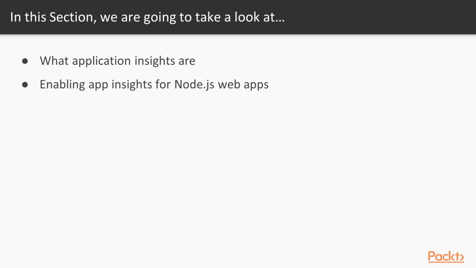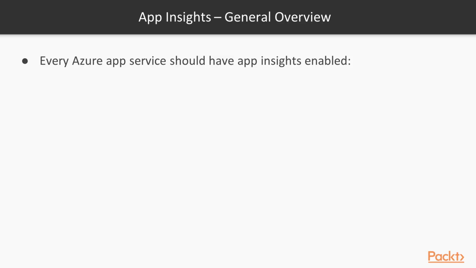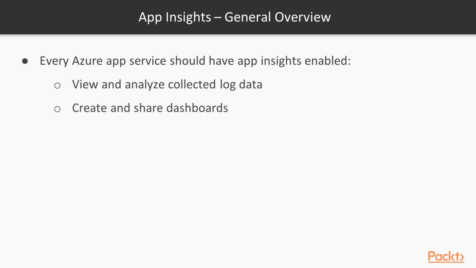So I'm going to cover what Application Insights is, and then enabling Application Insights for our Node.js web app and showing you the output of that. What is Application Insights? In my opinion, it is the go-to application service layer that allows you to monitor your applications. It gives you viewing and analyzing capabilities for any logging information related to your applications. It allows you to create and share dashboards, and I'll show you later on in a quick demo.